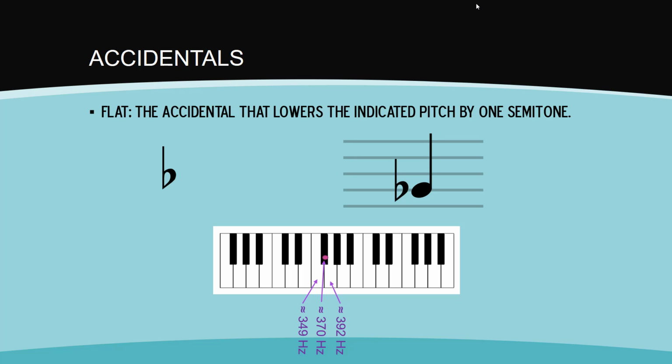The flat was the first accidental, specifically B flat. In the Middle Ages, this pitch was lowered to avoid dissonant-sounding intervals. That is why the flat symbol looks like a B. The other accidental symbols are all mutations of that original B flat.